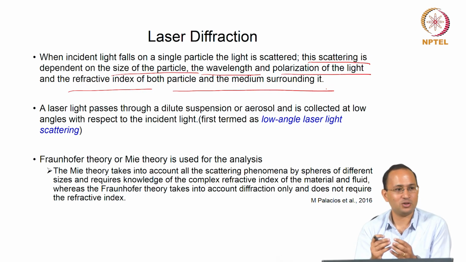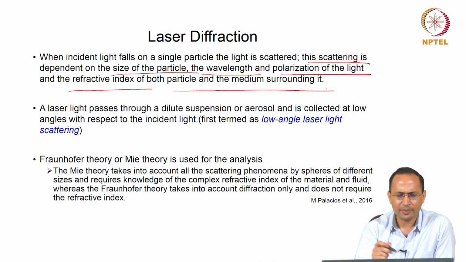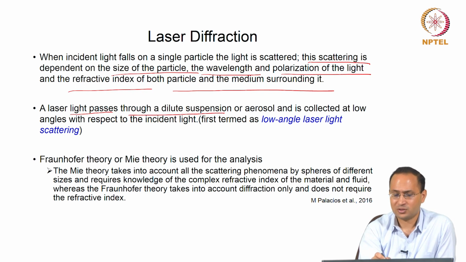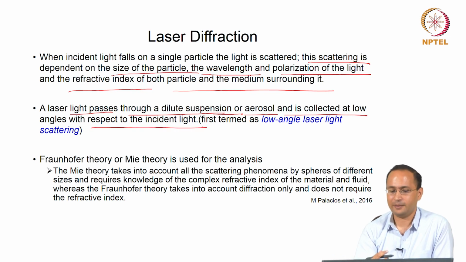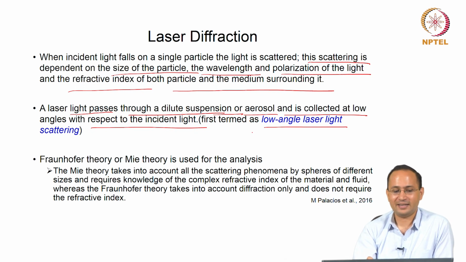You want to make sure there is no agglomeration, otherwise your particle size distribution will not be correct. So, usually your powders are dispersed, right, in a medium. We will come back to it. So, a laser light passes through a dilute suspension or aerosol and is collected at low angles with respect to incident light. So, it is collected, that is why initially it used to be called low angle laser light scattering. Okay. How do we then determine the particle size?